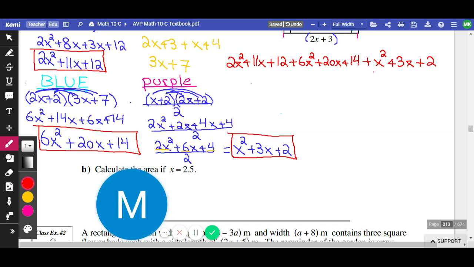At that stage, I combine like terms. So that means all my x squareds can be added together. I have 2x squared plus 6x squared plus 1x squared. That would combine to be 9x squared. Then I'll add all my x's together. 11x plus 20x plus 3x would be plus 34x.